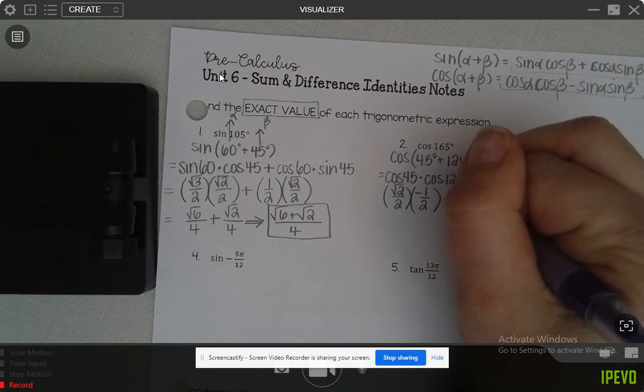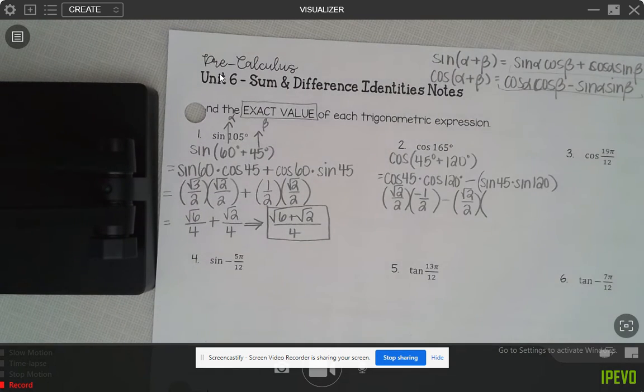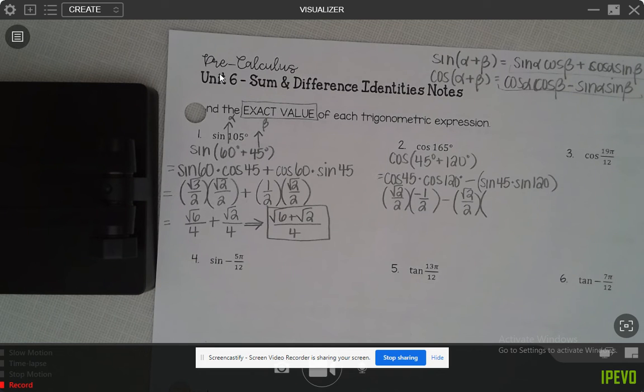Radical 2 over 2. It's the same as cosine, times the sine of 120 degrees. Okay, 120 degrees is 2 pi over 3, right? Reference angle still? Reference angle is pi over 3, right? Sine of pi over 3, radical 3 over 2. It's in the second quadrant, so radical 3 over 2 is positive.